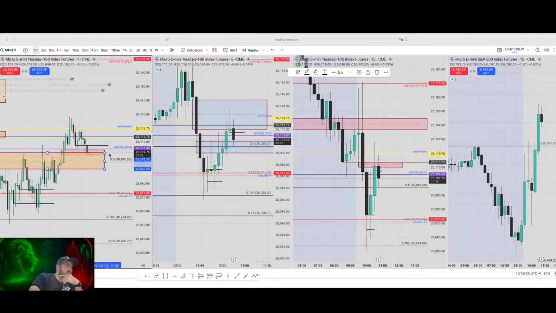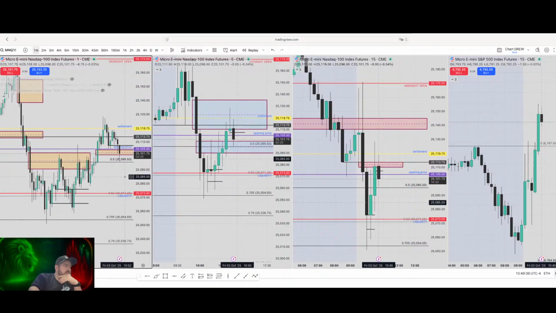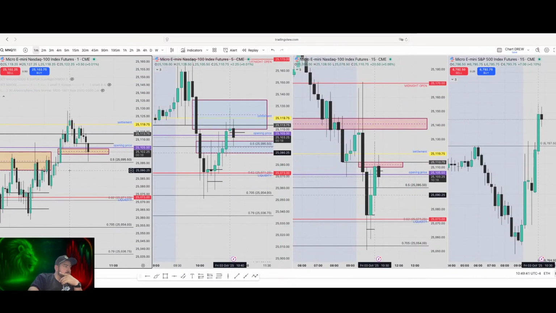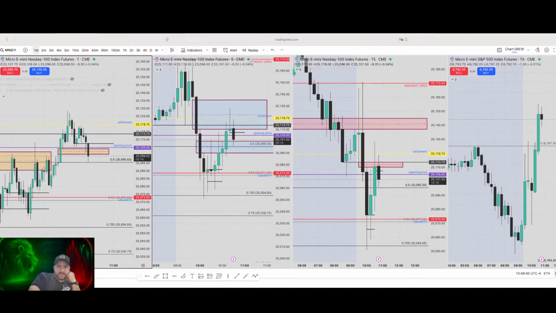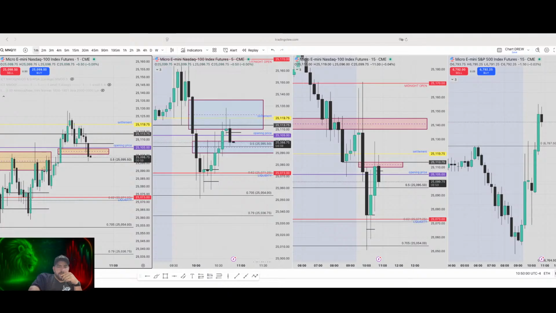Right when we invert this, I'm getting in this thing. Straight up. Going short. We'll see. Order filled. Okay, we're in there.